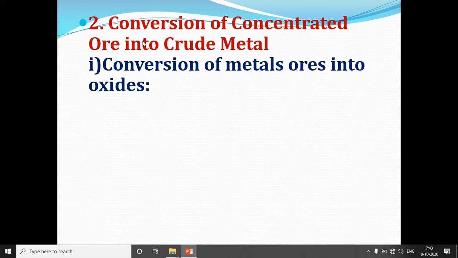Now, second step is what? Once the ore is concentrated, it has to be converted into crude metal. So second step is conversion of concentrated ore into crude metal. So, what they will do? Conversion of metal ores into oxides. So we have to convert now concentrated ore into its oxides.